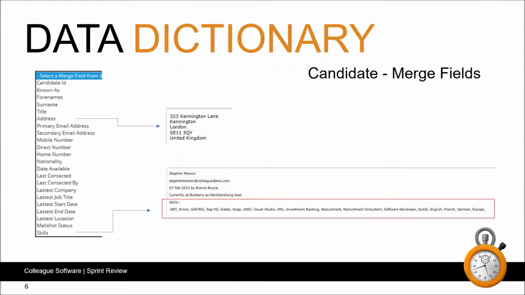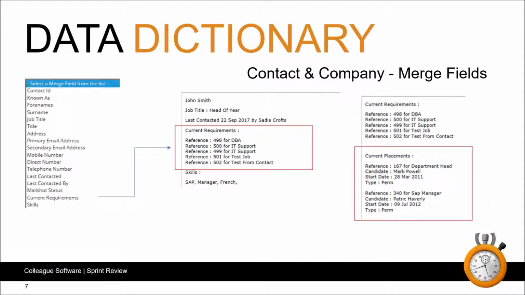Another key point to raise is that we've been working on updating our data dictionary. This is to ensure that all the necessary merge field options are available to you. This includes the addition of missing fields, but also some custom additions as well. For example, the candidate entity will have an address merge field, which will pull through the address in its entirety. You'll also have a skills merge field, which will pull through the candidate's skills separated by a comma. Against a contact and company record, you'll also notice merge fields for current requirements and also current placements as well.